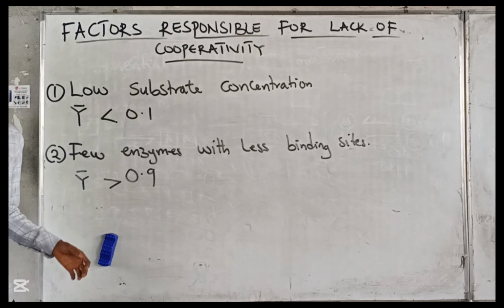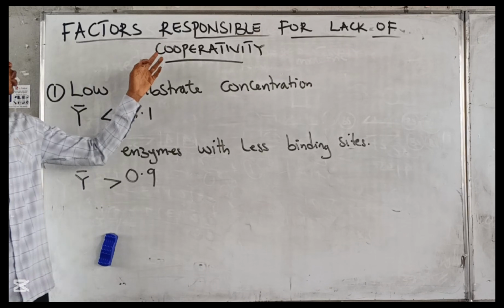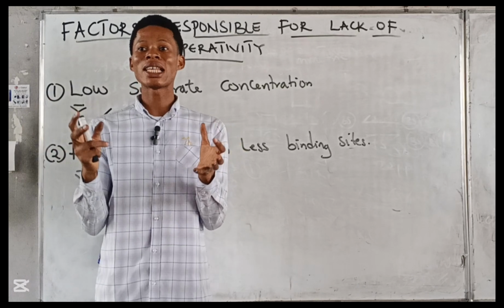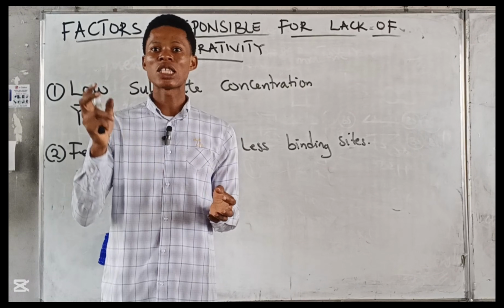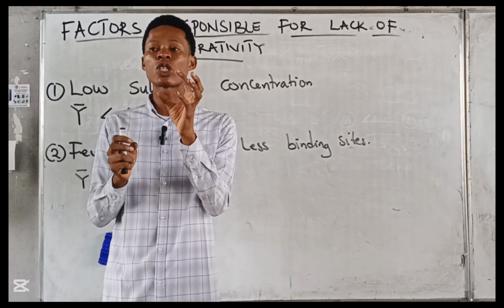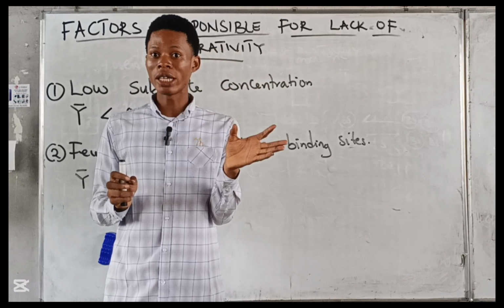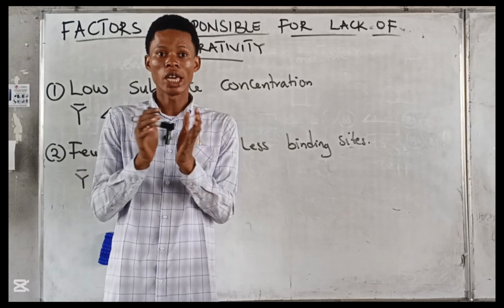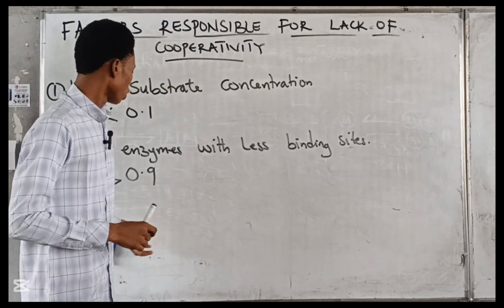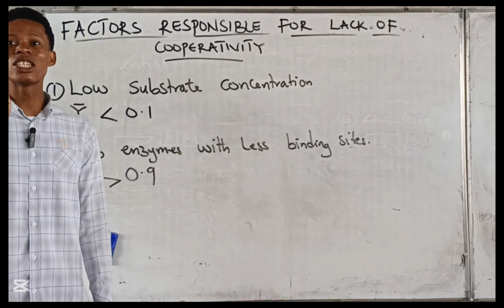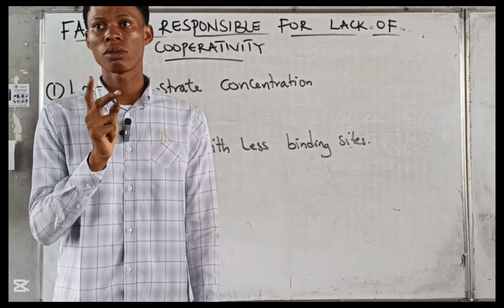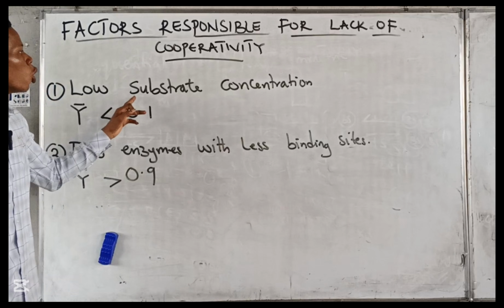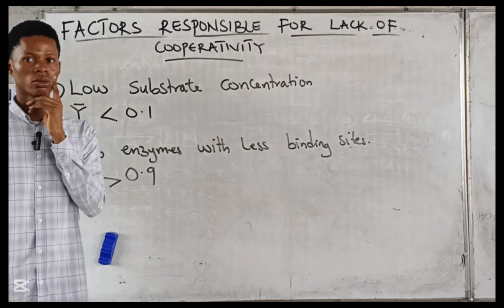Hello. Now, we'll be looking at factors responsible for lack of cooperativity. We've seen enzyme cooperativity as a phenomenon whereby the activity of an enzyme is regulated, right? By the binding of a substrate or a ligand to the enzyme. Now, there are two factors that can lead to lack of cooperativity. And the two factors, number one, low substrate concentration.